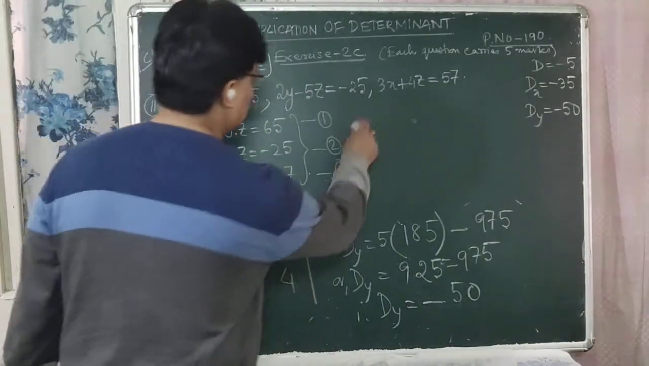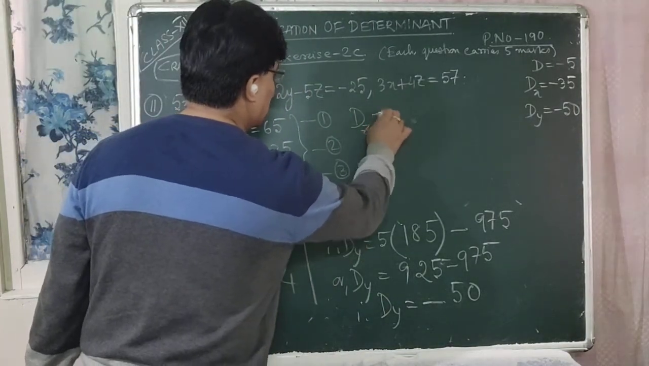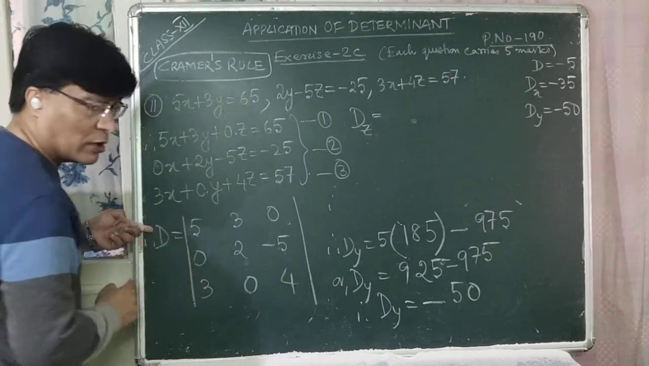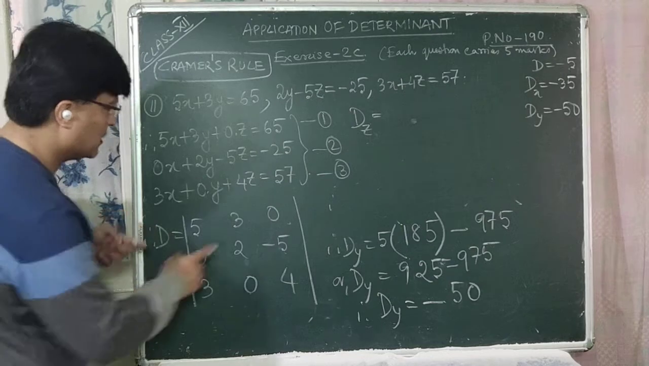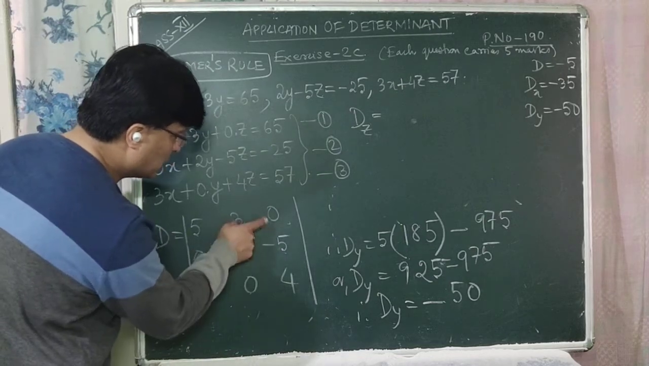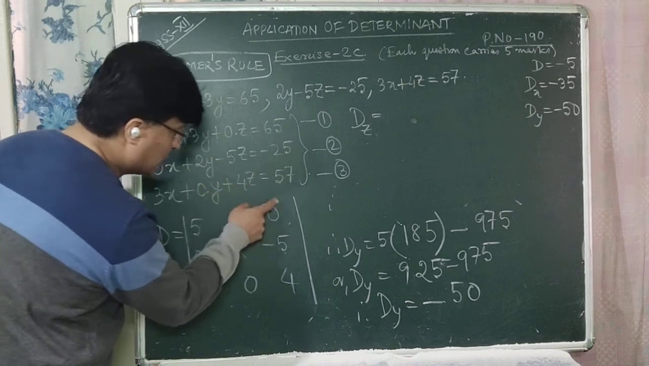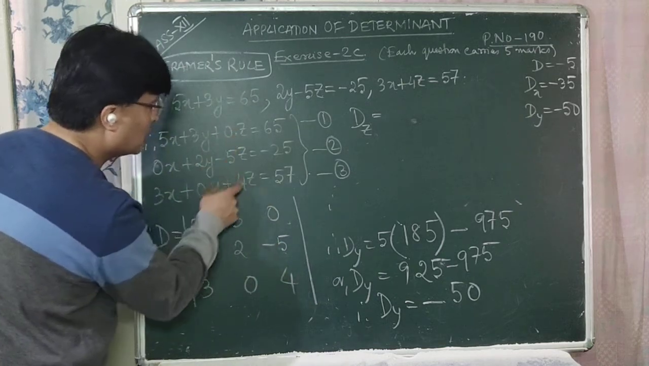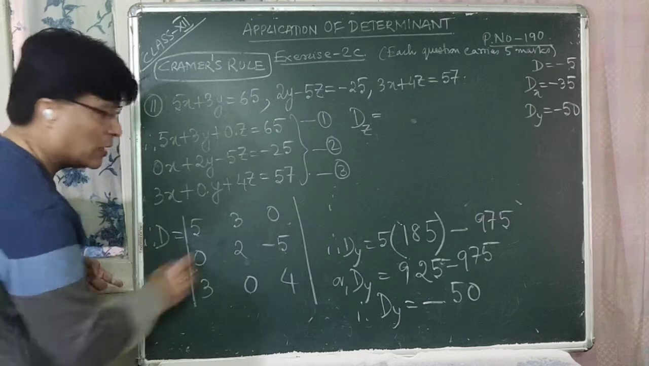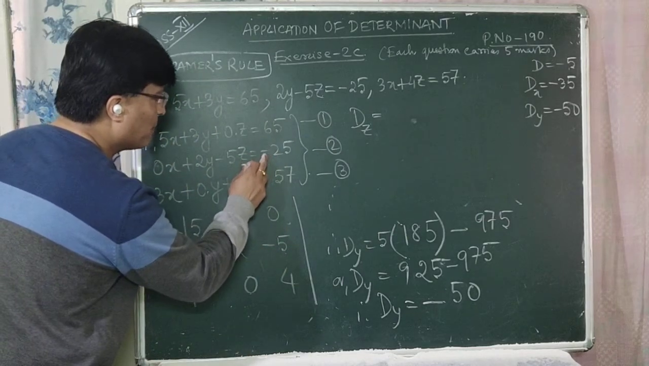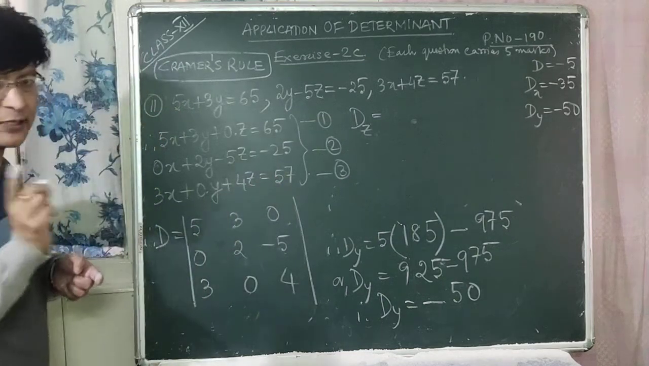So dz, determinant dz is this. Now in this determinant d, which column is the coefficient of z? That is this third column: 0 minus 5 4, 0 minus 5 4. These are the coefficients of z in these three equations. Now this third column will be replaced by what? 65, minus 25 and 57 respectively.